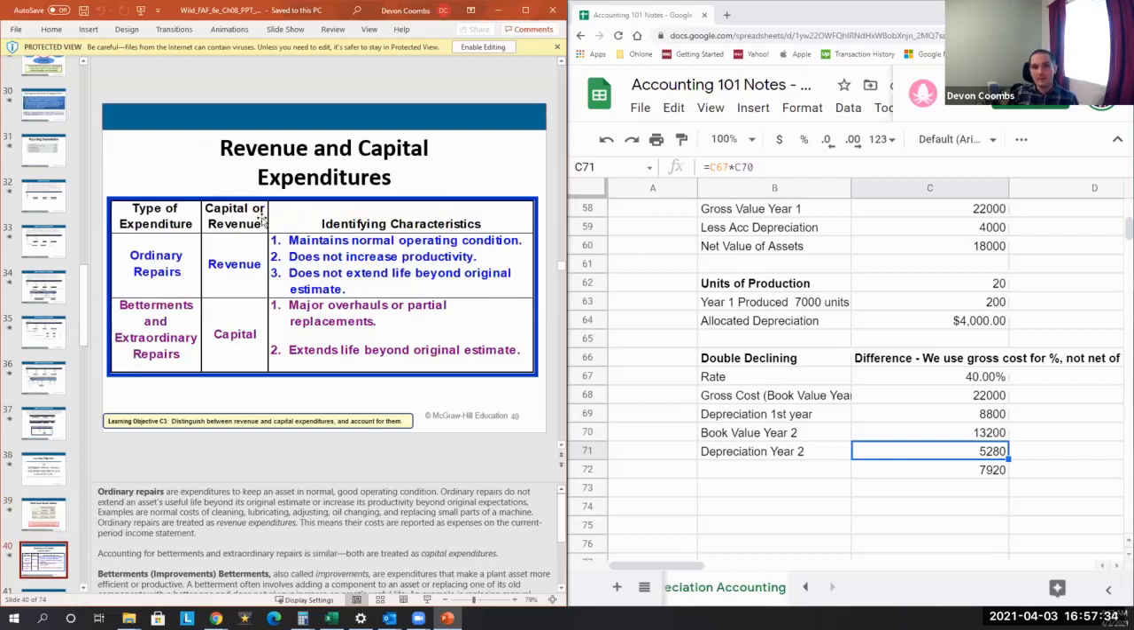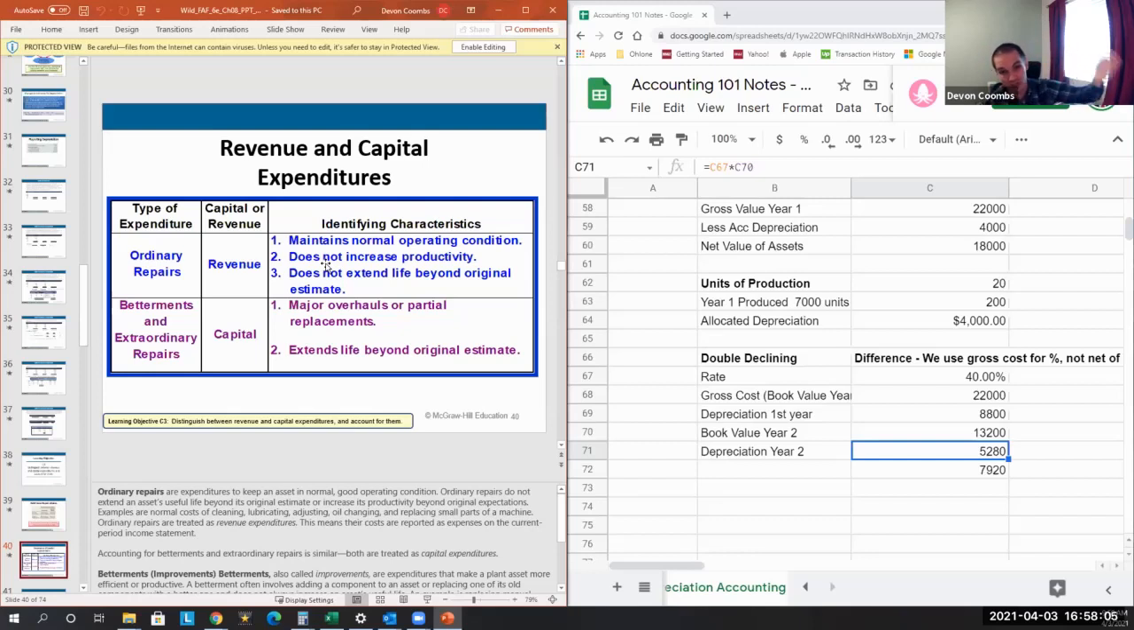So we have these two concepts. If something's an ordinary repair, so if it's maintenance in the normal operating condition, it does not increase the productivity or extend the useful life of the asset, then it is considered an expense on the day that you incur the expense. So what this means is we're not improving the asset, right? We're just keeping the asset going. It's a regular cost of maintaining the asset.